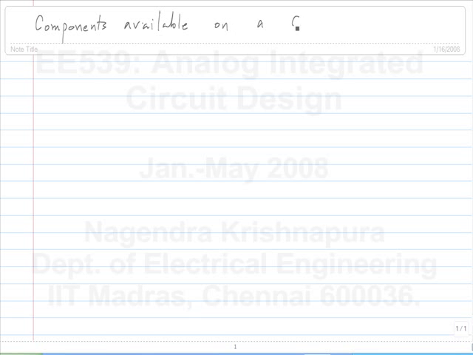And we'll say this is a CMOS IC. CMOS integrated circuit, meaning the process is optimized to give you good CMOS transistors, that is NMOS and PMOS transistors.